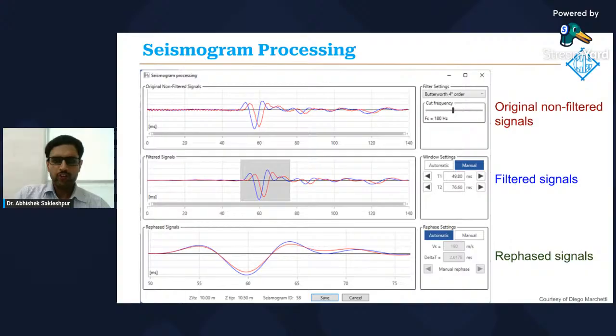So when we process the seismogram, what we see here on the top are the original non-filtered signals. What we do next is we apply a certain smoothing on the original non-filtered signal to then get a smoother filtered signal that we see here in the middle. And then the program or the software automatically rephases the two signals, meaning it attempts to adjust the blue wave and the red wave to accurately calculate what is the delay between the two waves.